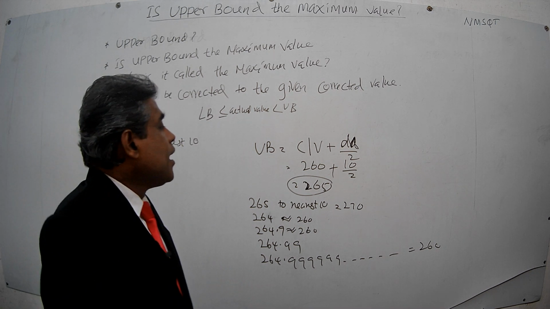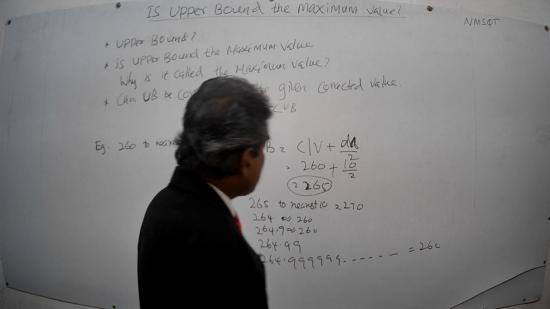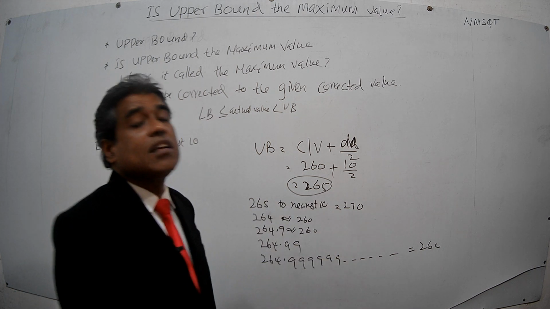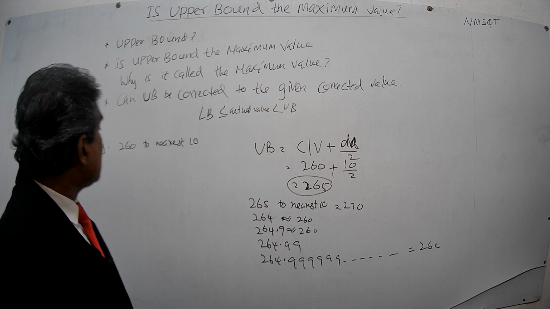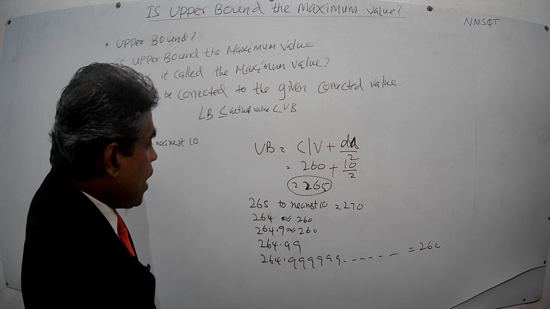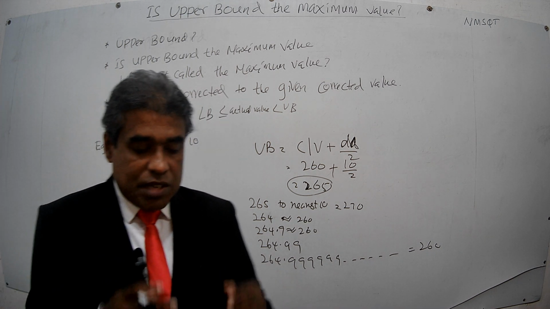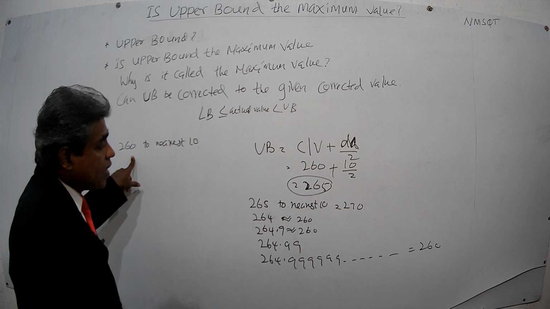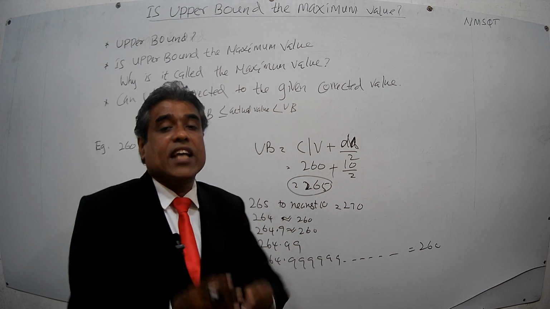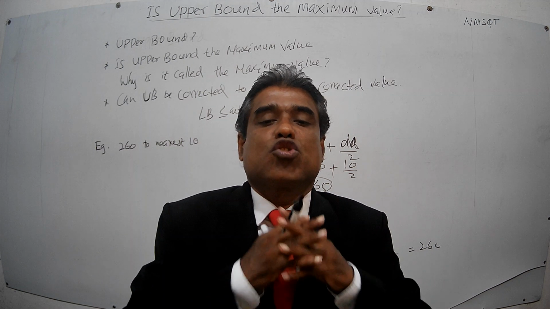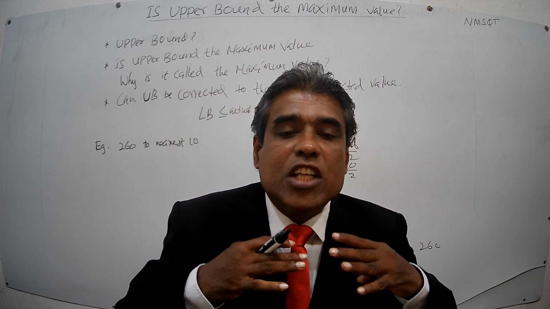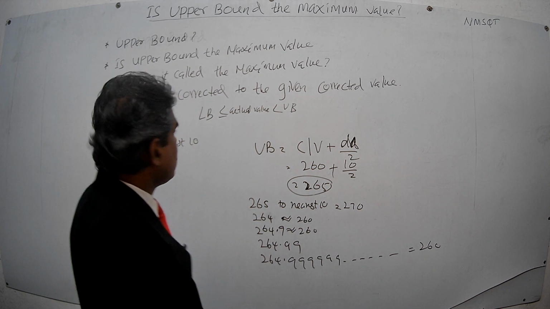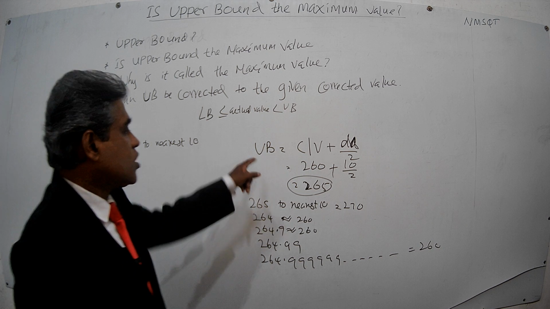Okay. Therefore, 265 is not actually a value roundable to 260, but the difference between the highest number that can be rounded to 260 and 265, the upper bound, is extremely small. It's so small that the difference is negligible. Therefore, we can call it 265. That's why the upper bound is called the maximum value.